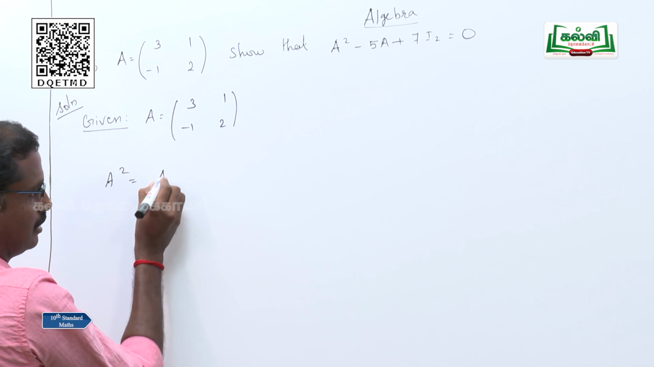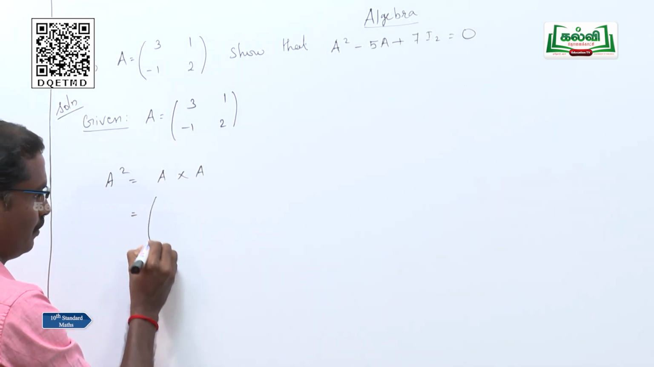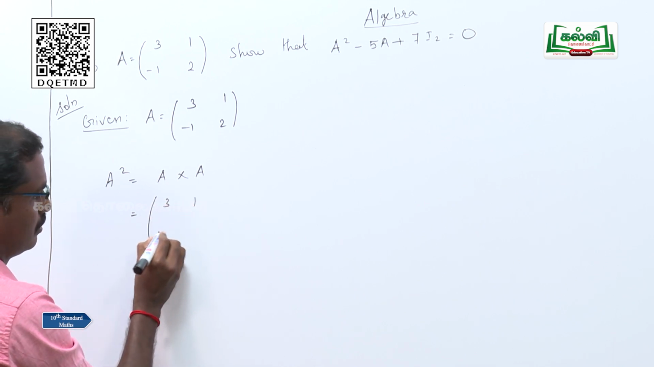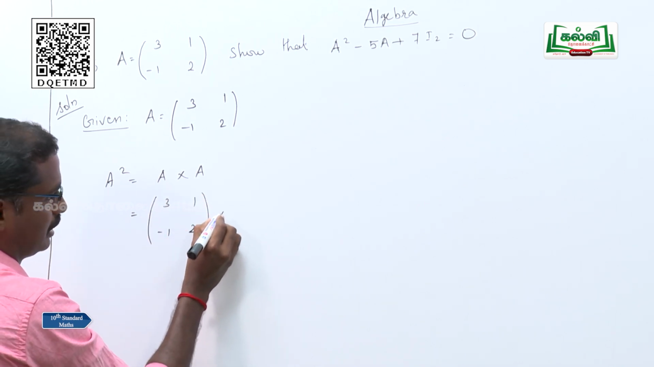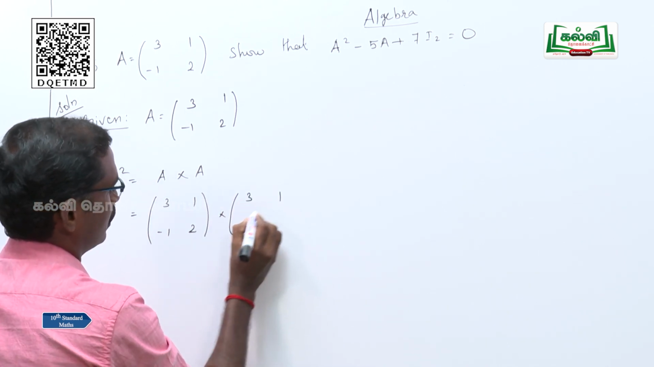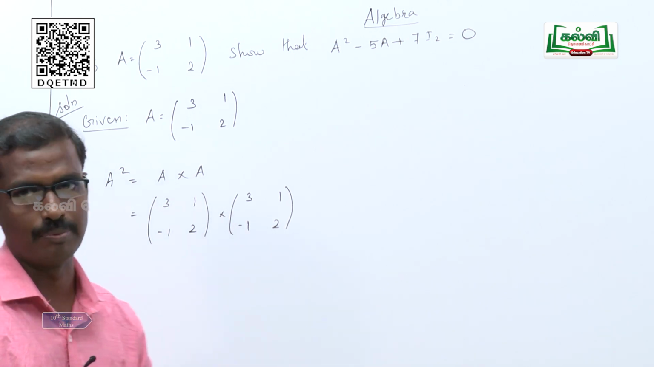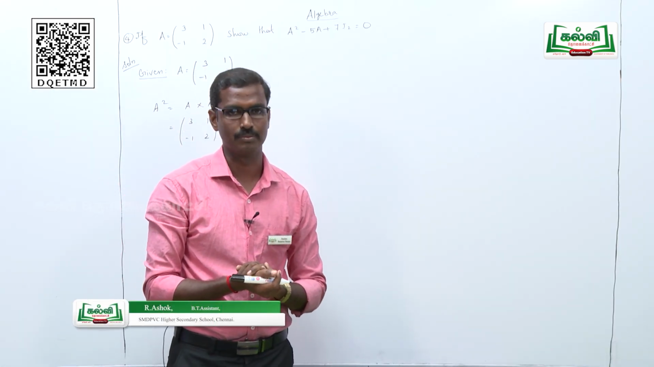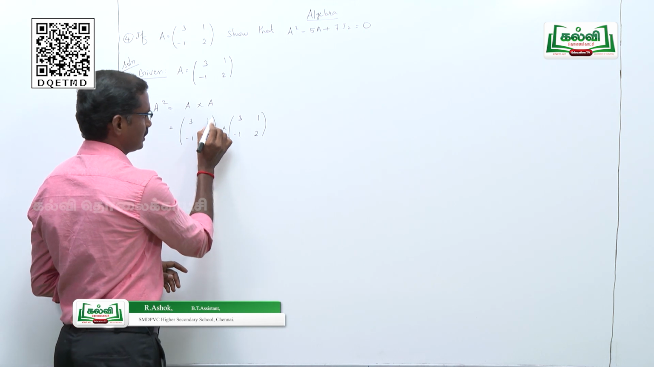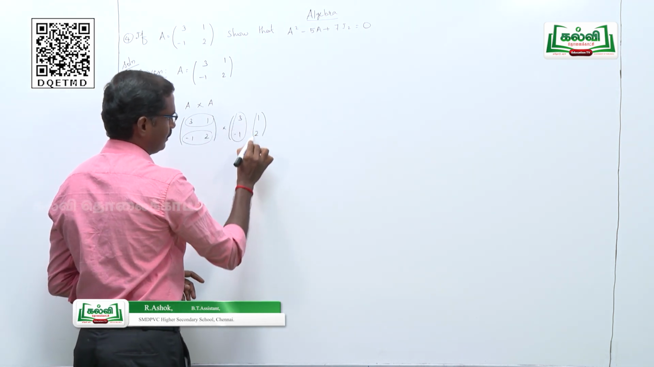A square means A multiplied by A. So what are the elements of the A matrix? 3 1 minus 1 2, and then multiply. Write the A matrix again: 3 1 minus 1 2. What is the rule of multiplication of two matrices? Row by column. So circle row-wise in the first matrix, circle column-wise in the second matrix.